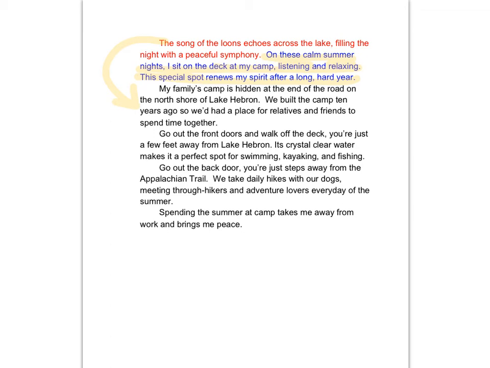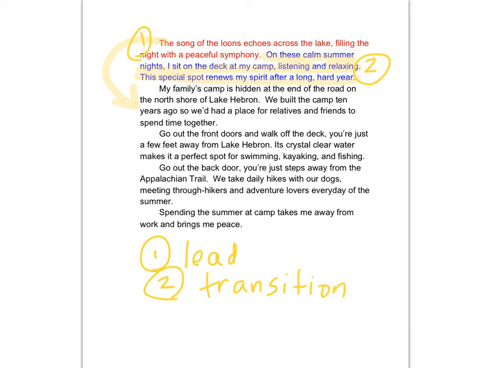So what I have is my first element, number 1, that's my lead. You like the yellow? Part 2 in purpley blue. That's my transition. That allows me to move smoothly from one idea to the next. That allows me to move from the Song of the Loons to my family's camp. And the third section, that really begins the body of my writing.